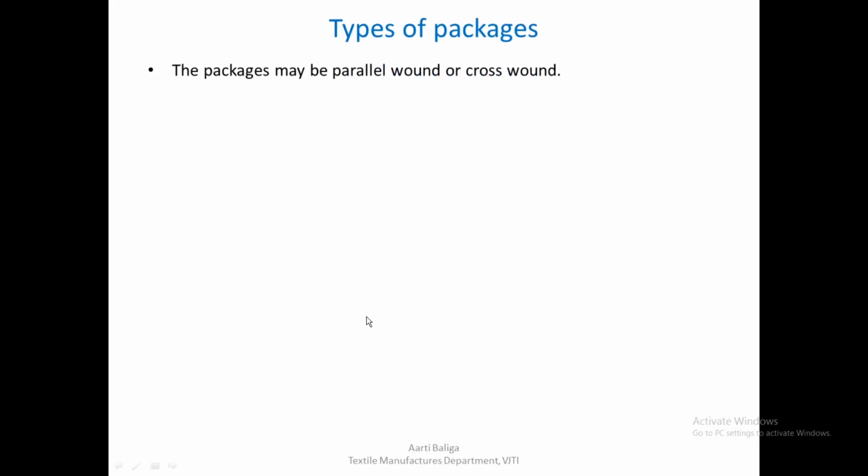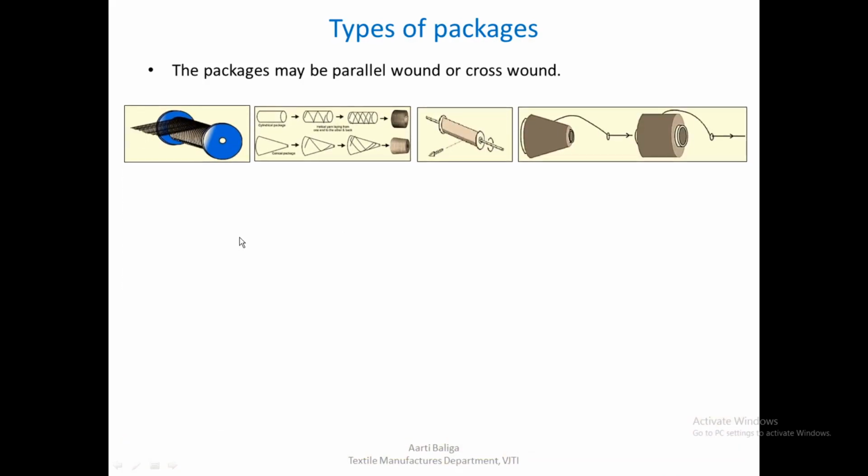So let us see what are the types of packages that can be made out of a spinner's package that we get. The packages may be either parallel wound or cross wound. So these are the diagrams which I will explain shortly. The first two diagrams let us look at. This is a parallel wound package, and these are cross wound packages, which is the cheese which is shown and this is the cone.